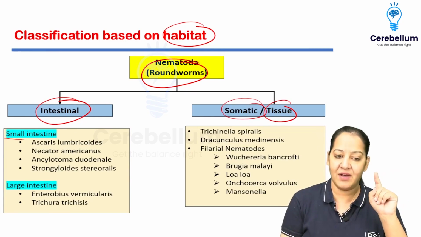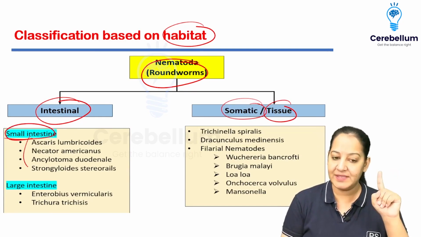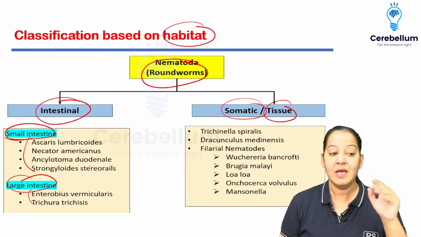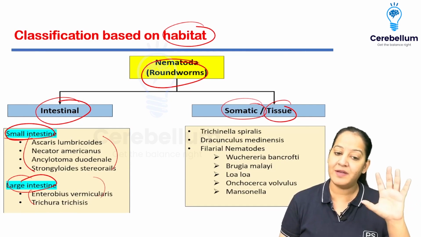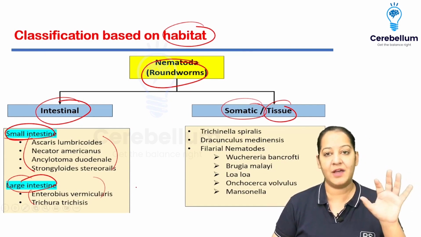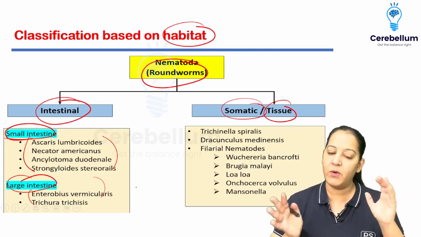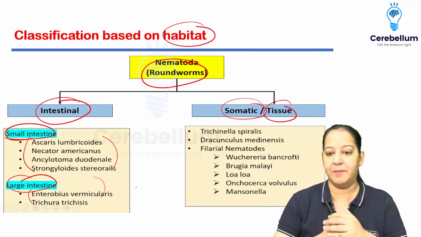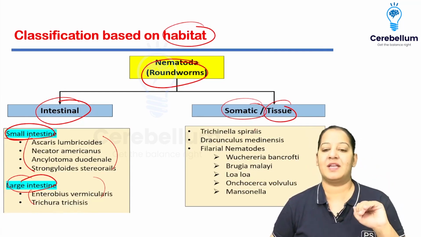Now in the intestine, there are small intestinal nematodes. You can see the 4 names, and there are large intestinal nematodes. You can see the 2 names. There is a separate video on small intestinal and large intestinal nematodes. I hope you have watched that. If you have not watched, you can watch the intestinal nematodes. A separate video is available.